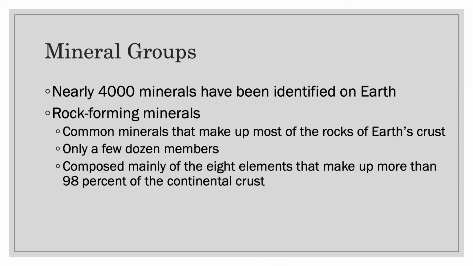Now moving on from the physical properties of minerals to talking about mineral groups, or different types of minerals. There are actually nearly 4,000 different minerals that have been identified on Earth. Everything solid on Earth that was naturally formed basically had minerals as its building block. Almost everything solid. So that's important to note.